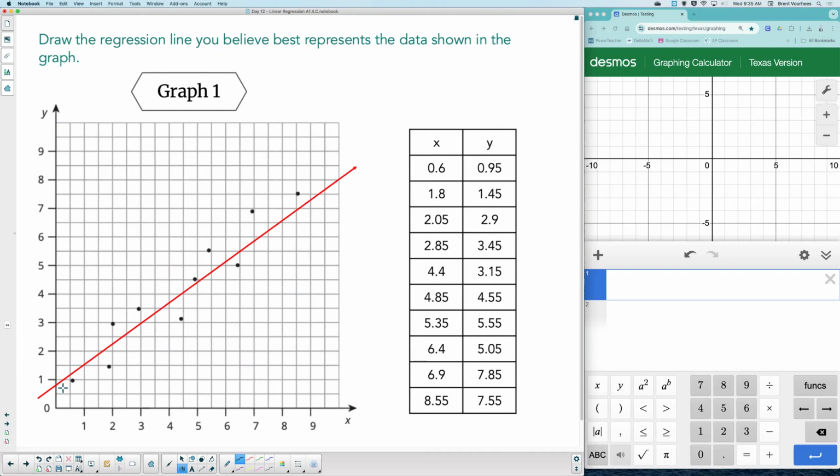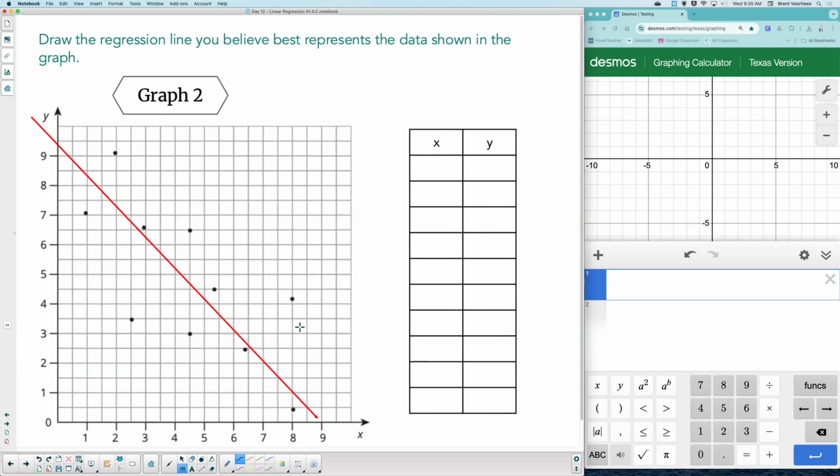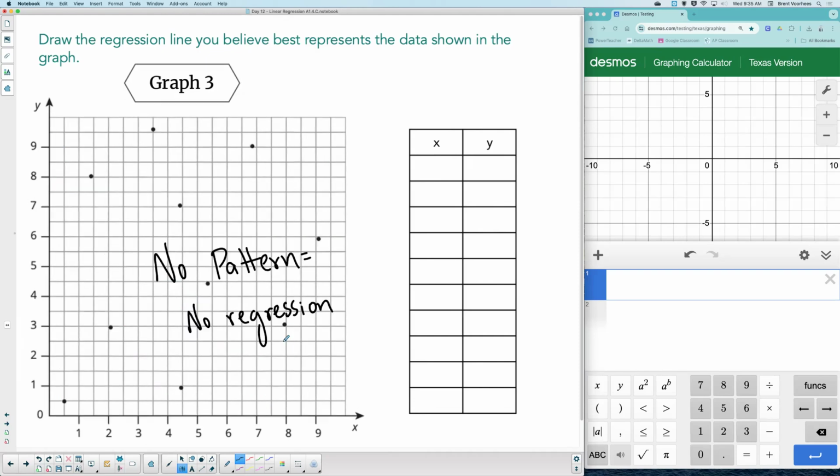Did this one have a pattern? Yeah, it was going up and to the right. What about this one? Did it have a pattern? It was going down and to the right. Thank you, Ariana. Make sure everybody else is awake here. How about this one? Did we have a pattern? No, they were randomly scattered.